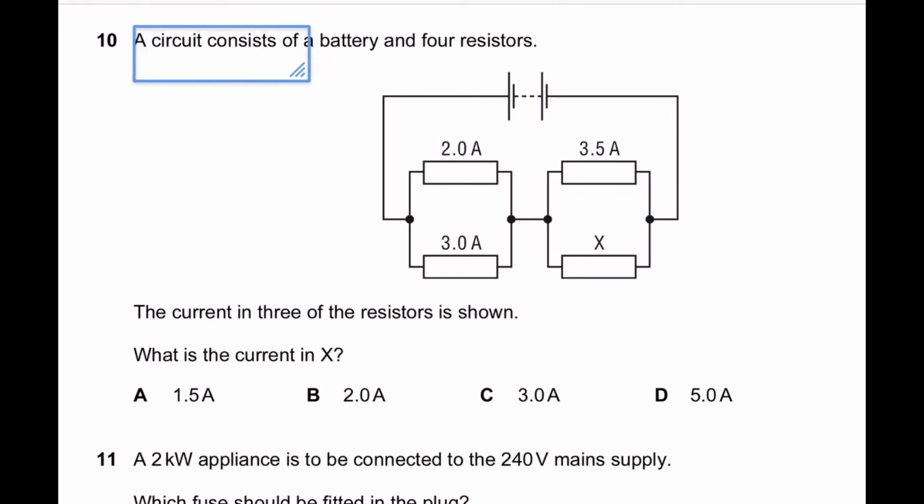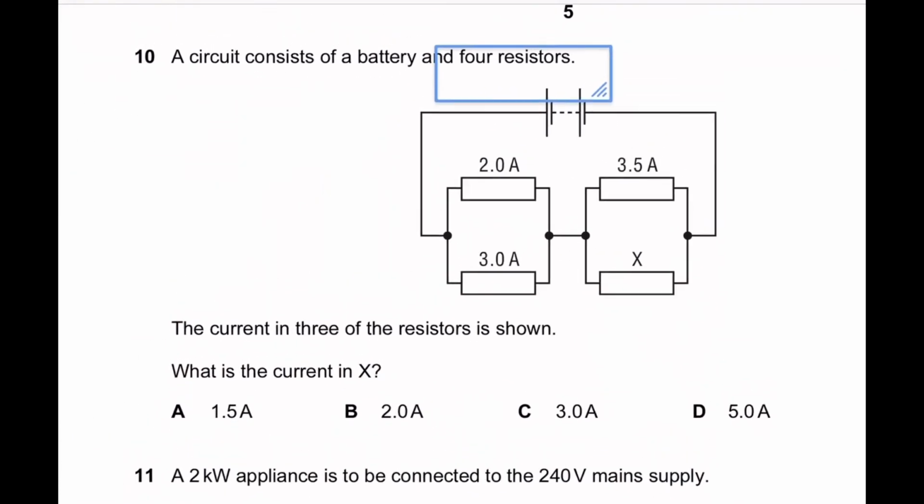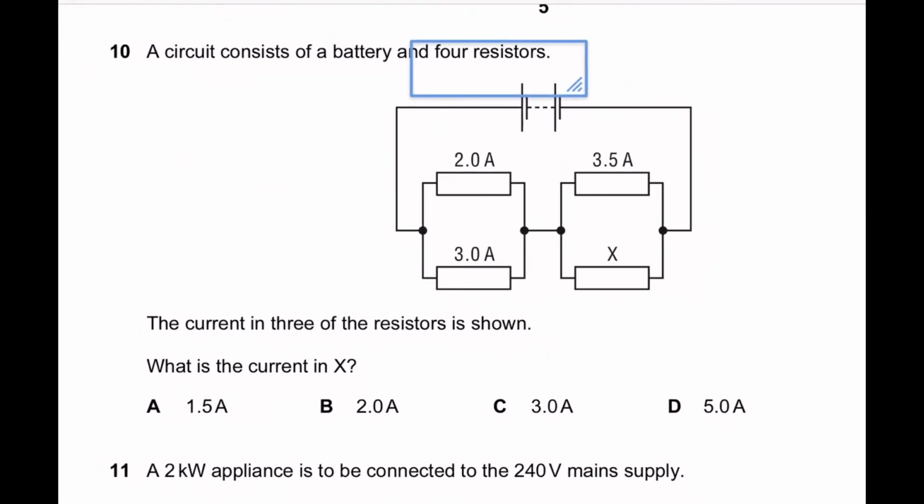A circuit consists of a battery and 4 resistors. The 4 resistors here are arranged in the sense that there are 2 resistors in parallel in each 2 parallel mini circuit. I'll call it a mini circuit here. Okay, moving on to the question. The current in the 3 ohm resistor is shown. We can see here. So they are asking what is the current in X, which is in this branch.